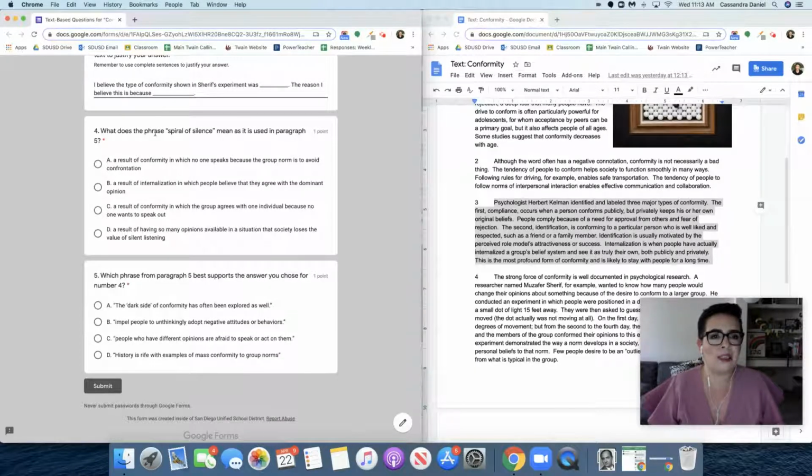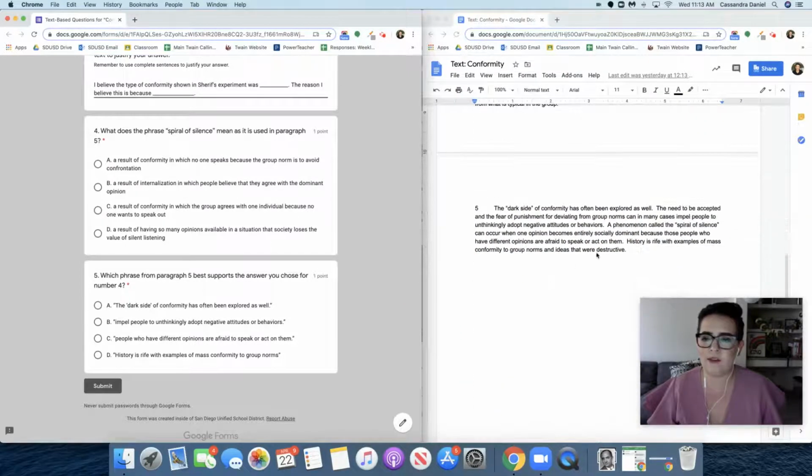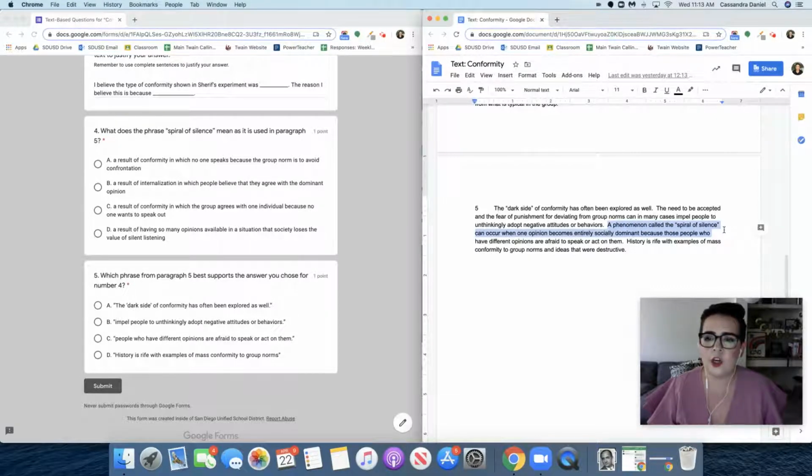Number 4, what does the phrase spiral of silence mean as it is used in paragraph 5? So let's go down to paragraph 5. We see here our author says, a phenomenon called the spiral of silence can occur when one opinion becomes entirely dominant because people who have different opinions are afraid to act on them. So the spiral of silence. To me, that sounds something like when one voice is louder than all the rest, we tend to listen to that voice and ignore the quieter voices, either because those people with different opinions are afraid to act on them or afraid to speak up. So that's where they refer to the spiral of silence.